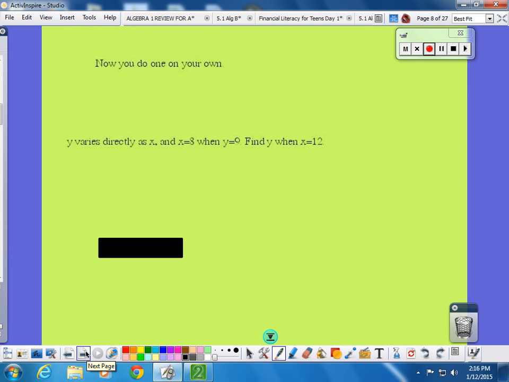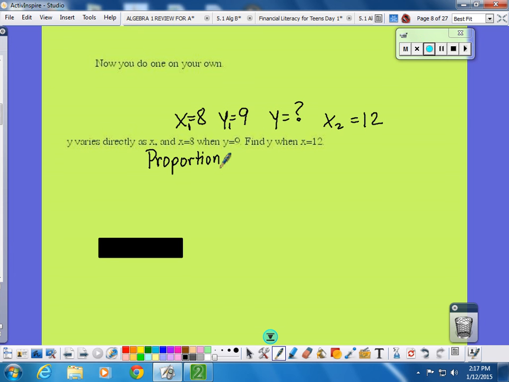Okay, let you guys do this one. y varies directly as x. x is 8, that's the first x. The first y is 9. We're looking for y when the second x is 12. Let's do it both ways, with the equation and with the proportion. And we'll do it on the board for dollars.